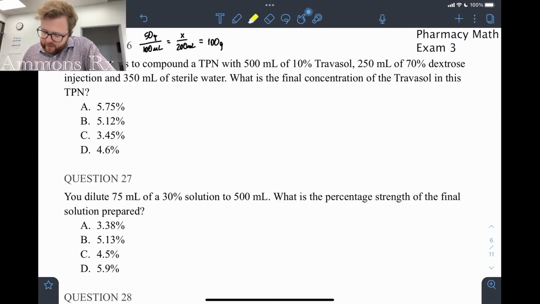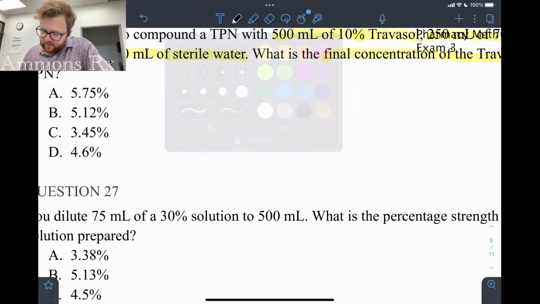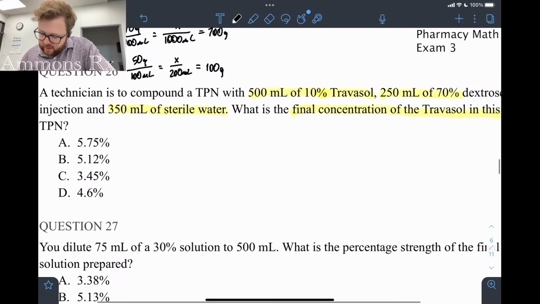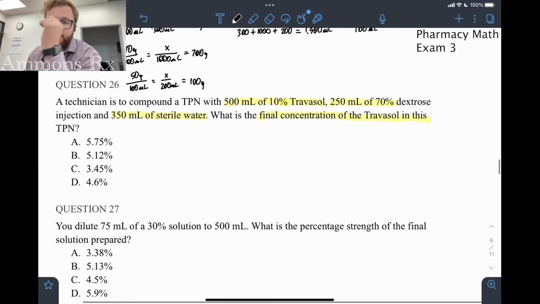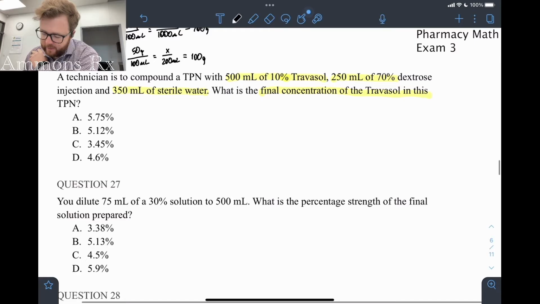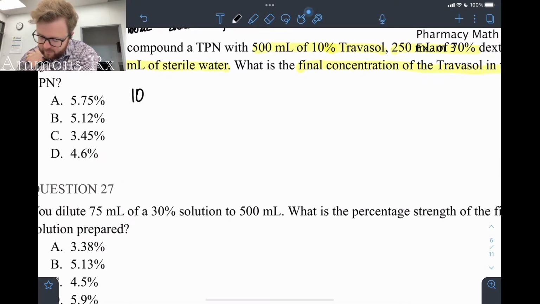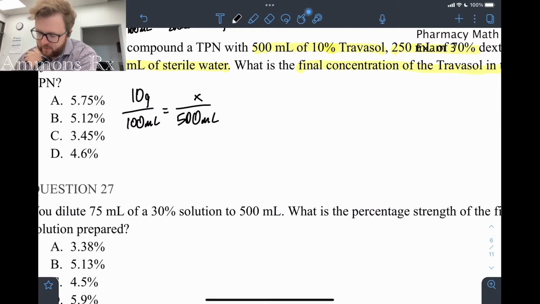You're going to compound a TPN with 500 mils of 10% Travasol, 250 of 70%, and 350 of sterile water. You're finding the Travasol, so it's going to be a similar thing as the other TPN problem. Since we're just isolating Travasol, we don't even need to consider dextrose. We need our 10%, which is 10 grams in 100 mils. How much did we use? That's 50 grams of Travasol.